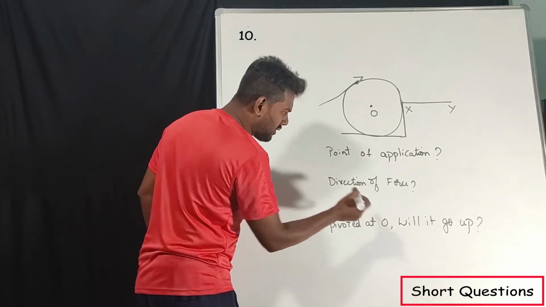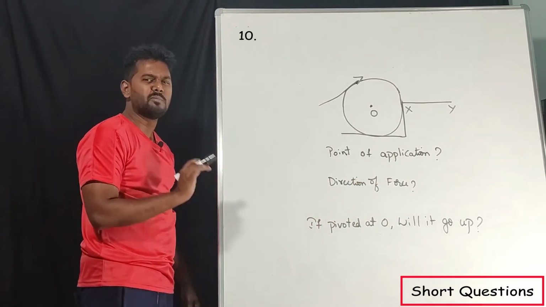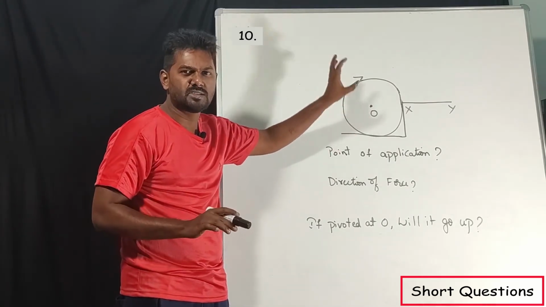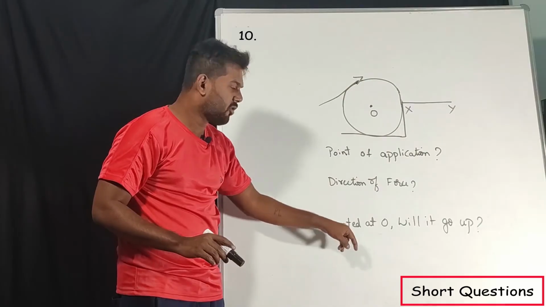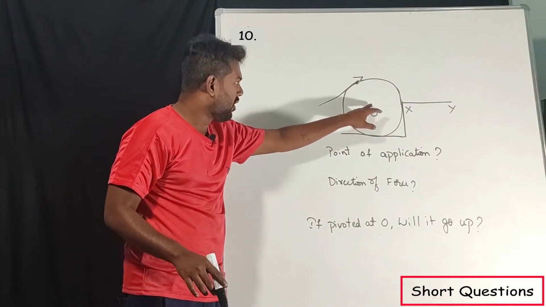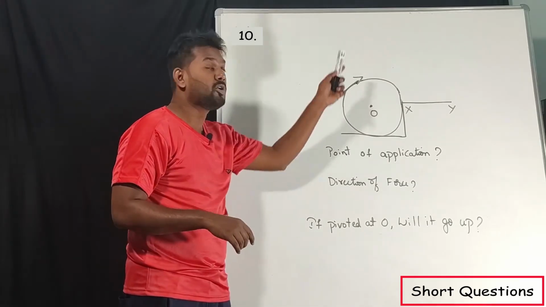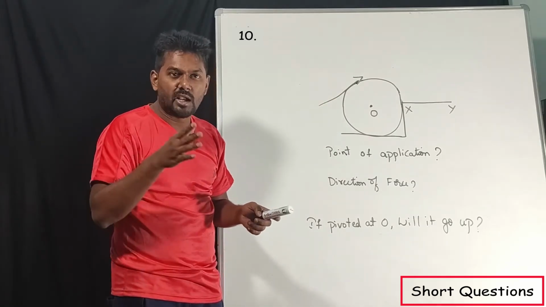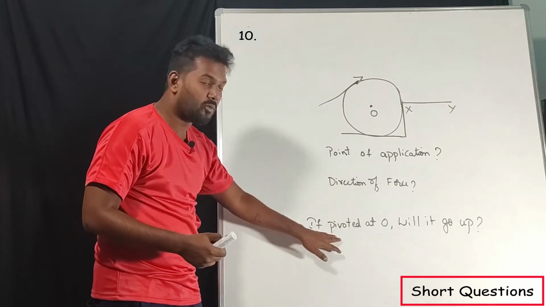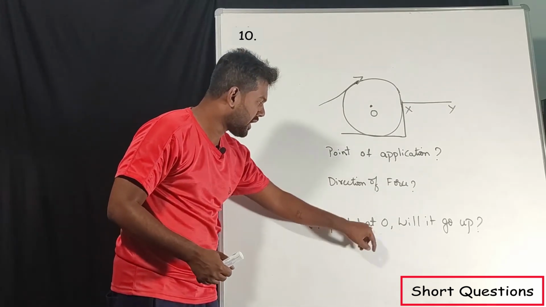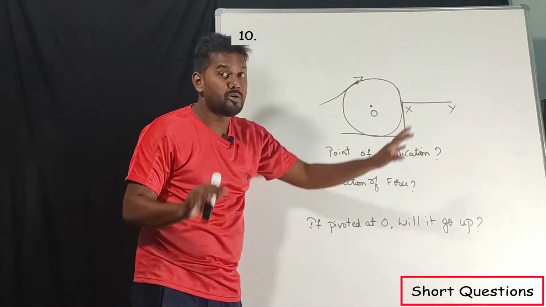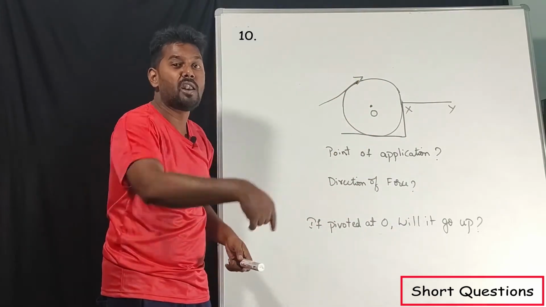Now, if pivoted at O, will it go up? This is a simple question. Listen, I told you axial is different, pivoted is different. Axial is a point, the center point. Pivoted is nothing but this point is fixed. At O it is fixed, so it cannot go up, correct? If it is fixed, it cannot move from one point to another point, but it can rotate. The question is, if pivoted at O, if there is a pivot point, will it go up? No, it will not go up, it will rotate.